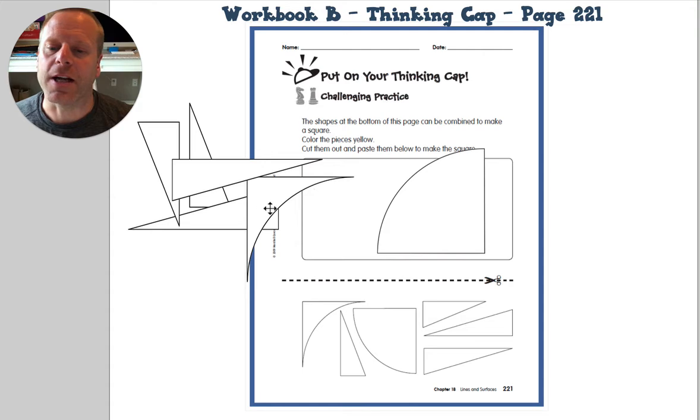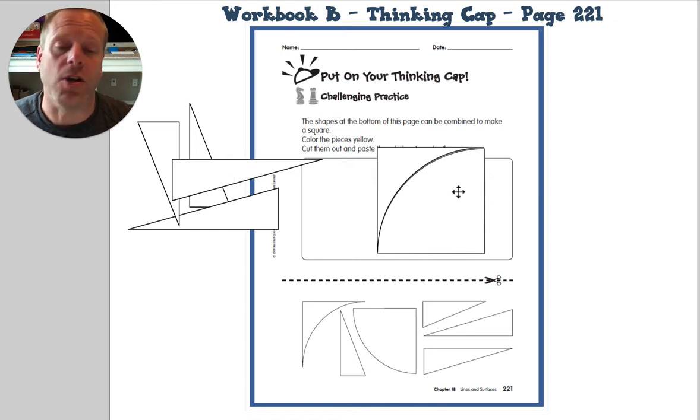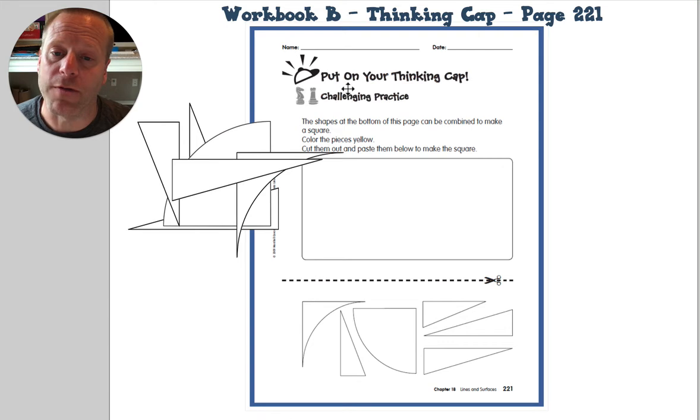Right away, I see a couple shapes that go together real nice. Look at that. Click, but I have to use all of these, so you have to do a little bit more thinking than just that. So that's a fun one for you. Put on your thinking cap and try to make a square.